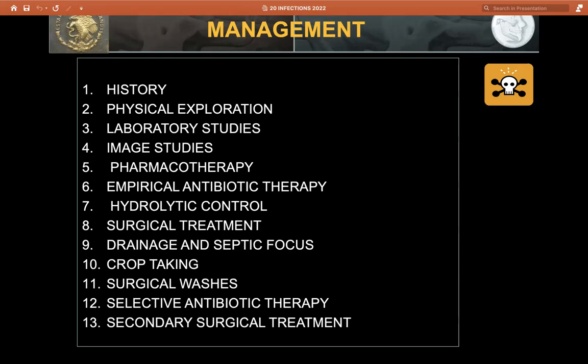After that, we should ask for laboratory studies. We would do that mainly to understand if it's a chronic infection, an acute infection, a fungal infection, or a viral infection. That will lead us to understand those kinds of things, as well as the response that the body is giving to this infection.